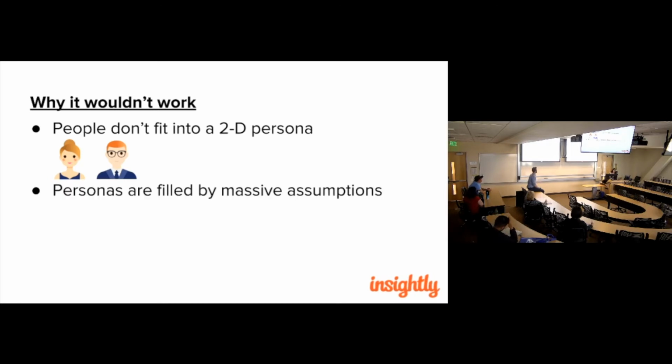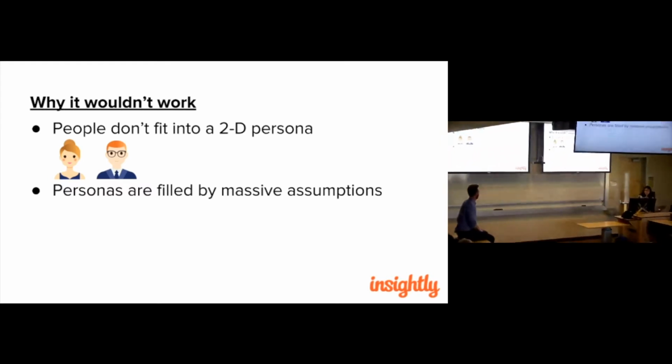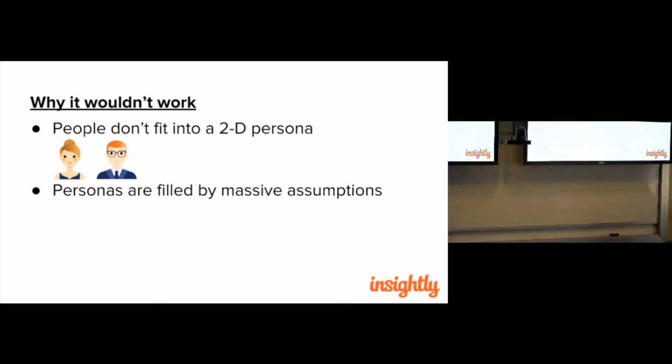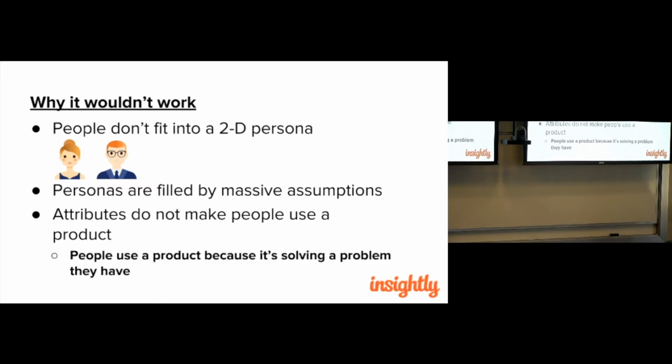Right. So personas are filled with massive assumptions. A sales manager can have very different functions depending on the company size and industry. And attributes do not make people use a product. People use a product because it's solving a problem that they have. So trying to distill complex user needs into simple generic attributes can really frustrate and irritate your users.